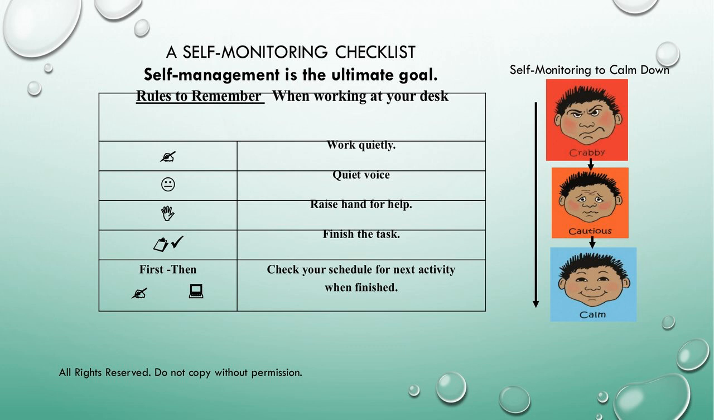I am feeling crabby is what I use instead of saying angry, and then moved on, becoming cautious to calm down. And I'm working quietly. I am using a quiet voice when I'm working or when I'm asking a question. I am raising my hand to help.